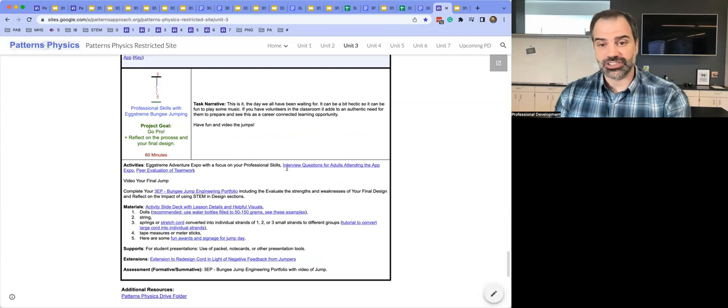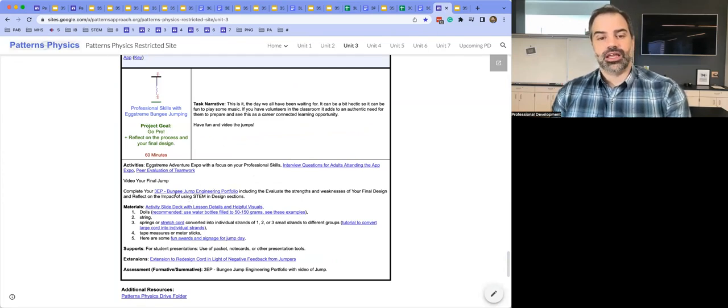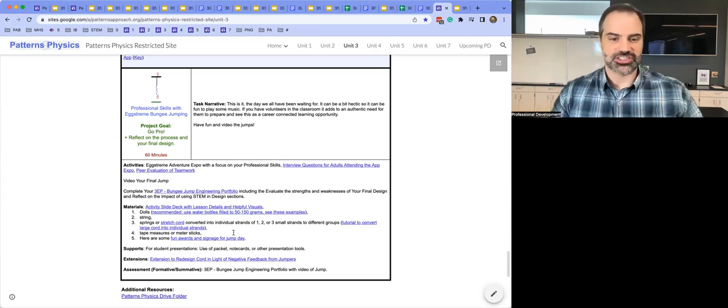There's a lot of scaffolding. So there are pre-made interview questions for the adults. There's a peer evaluation of teamwork that the students do for each other. And then of course they finish their bungee jump engineering portfolio and submit that. So a lot of structure there. There are also some fun awards and signage for the jump day, just to make a big deal out of it. It's just all meant to be fun.